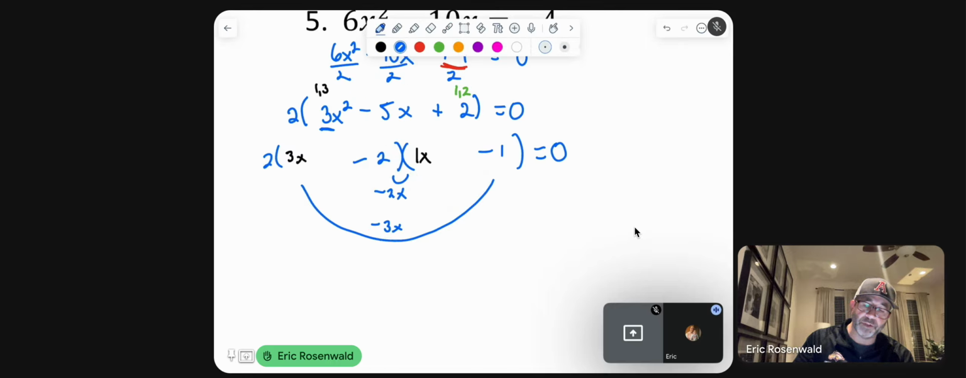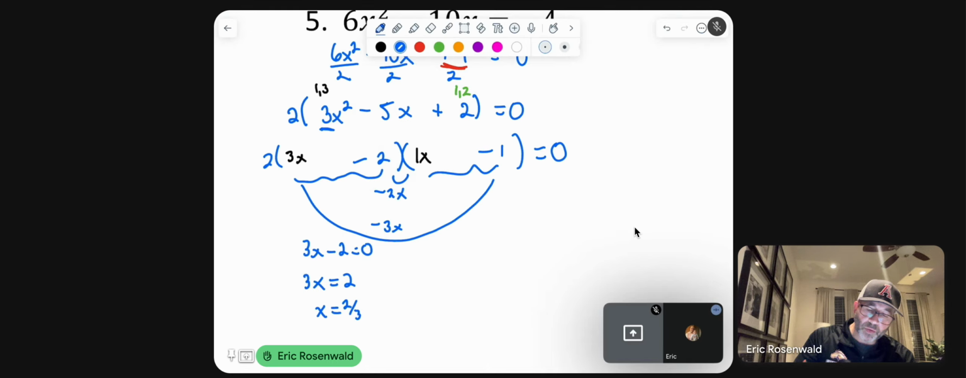Okay, let's solve each one of these. 3x minus 2 is equal to 0. We're going to add 2, so we get 3x is equal to 2. x is equal to 2 over 3. We're going to take the x minus 1 is equal to 0. Add 1, we get x is equal to 1. And these are your two answers.